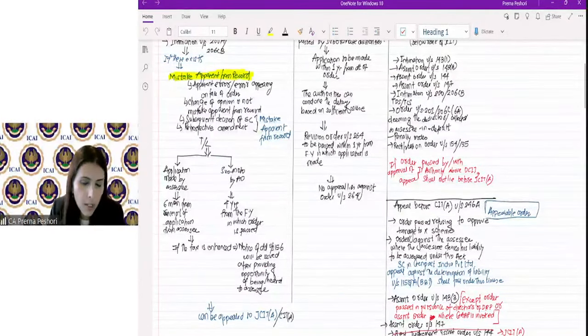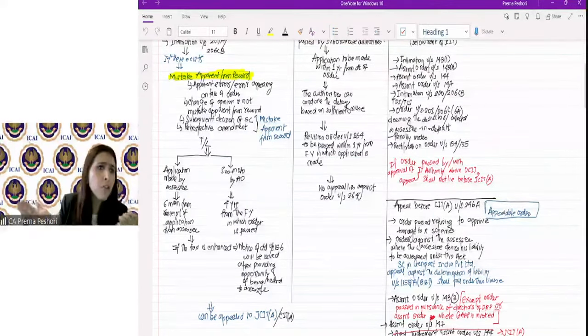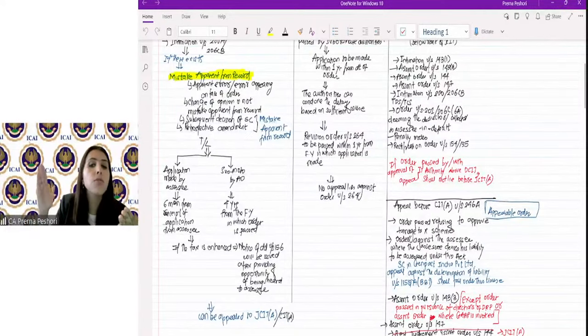This is per the Supreme Court in the PepsiCo case. The condition for the stay is that 20% of the tax should be deposited. And then the ITAT has to pass the order within 4 years from the financial year in which the appeal is filed. The ITAT is the final fact-finding authority. The decision on the facts is final. Of course, you can appeal to the High Court on a question of law.